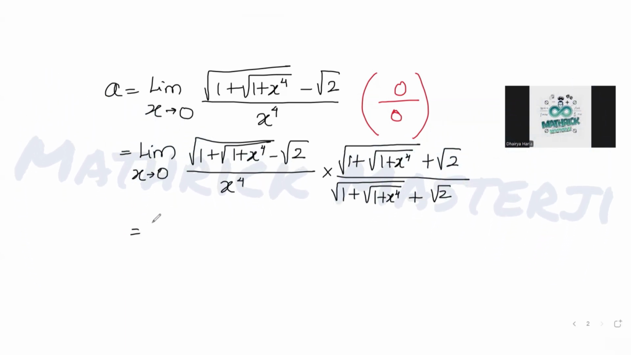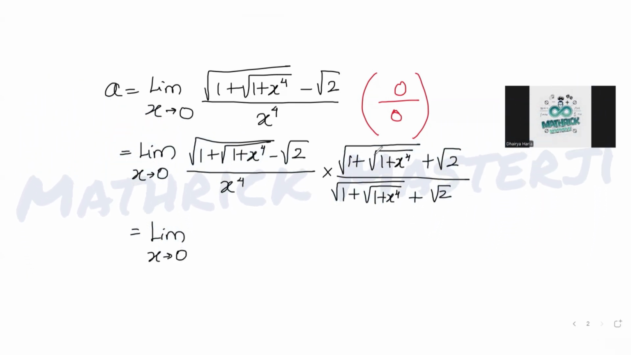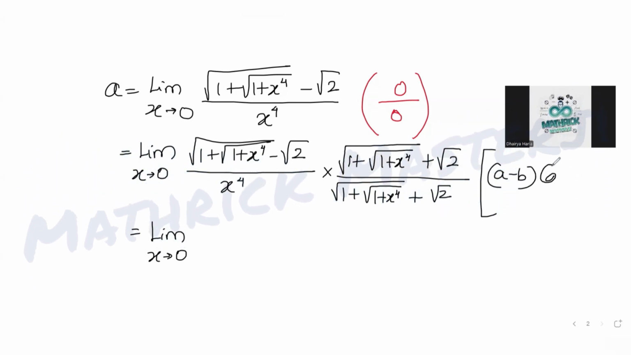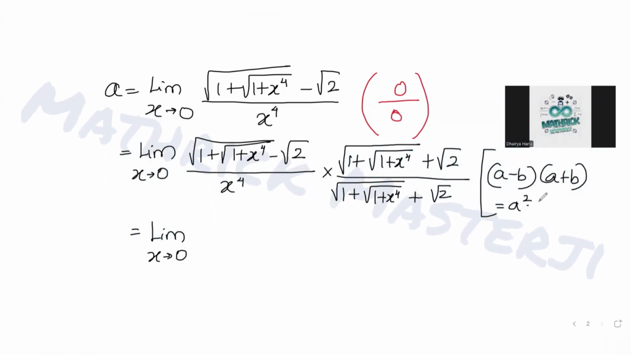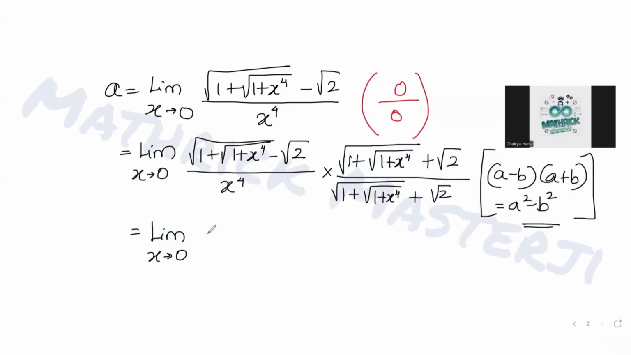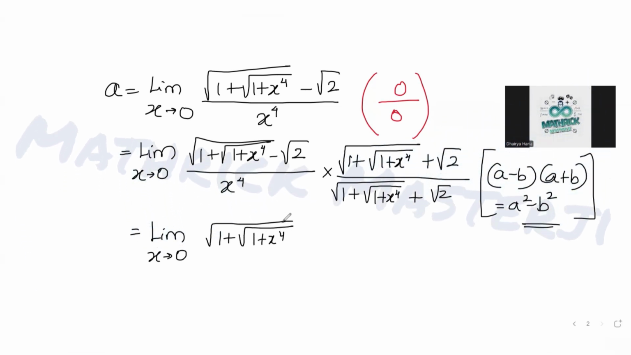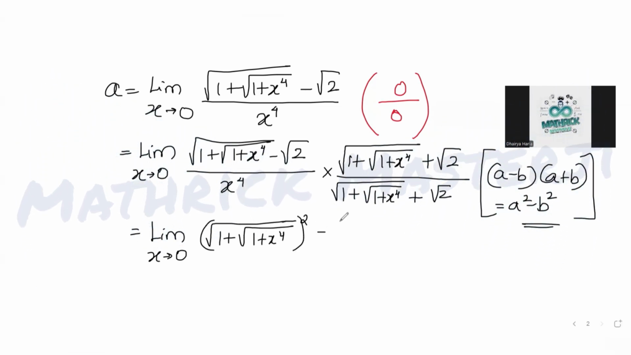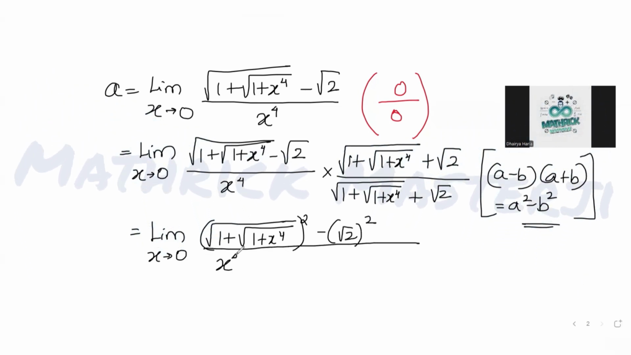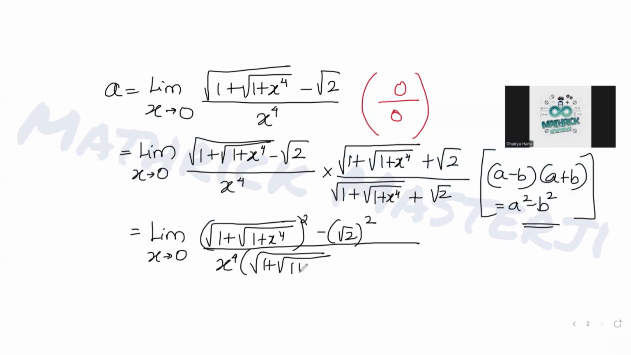Now, if I try to solve this, I get limit x tends to 0. I have this as a minus b and this is a plus b, so a minus b times a plus b basically makes it a square minus b square. So I get square root of 1 plus root of 1 plus x to the power 4, the whole squared, minus b squared, so root 2 squared, divided by x to the power 4, and this entire expression is as it is.